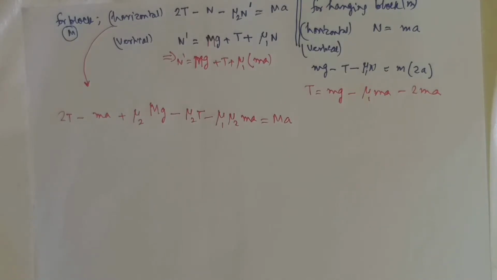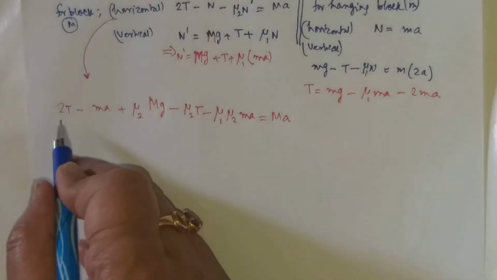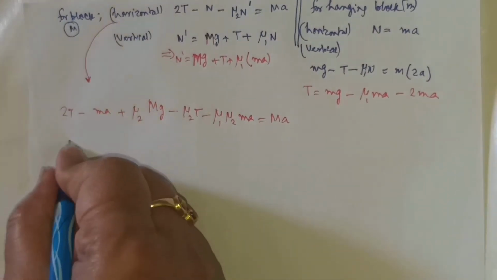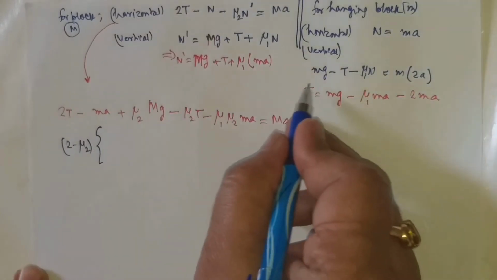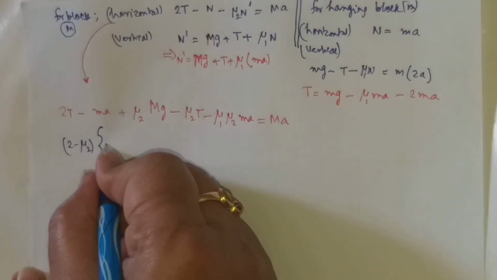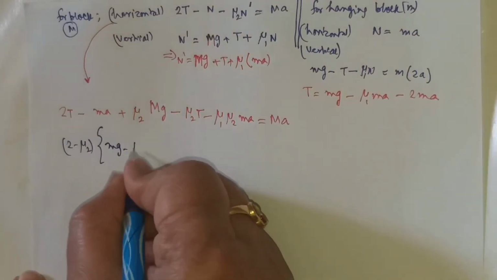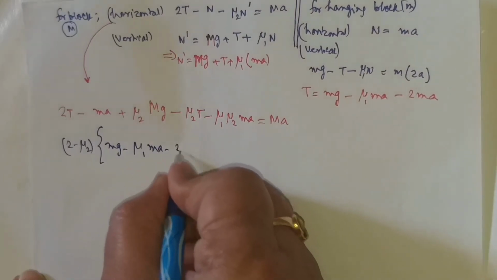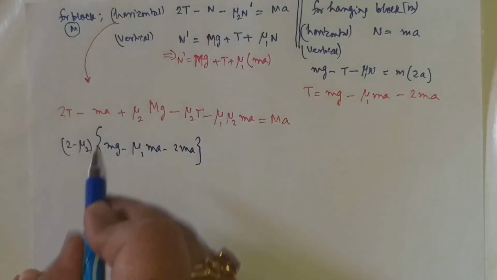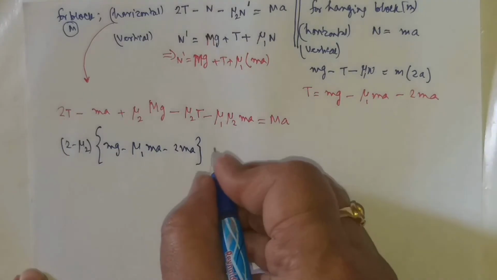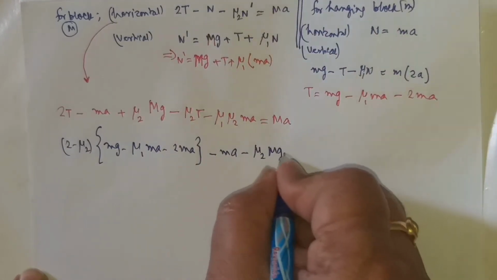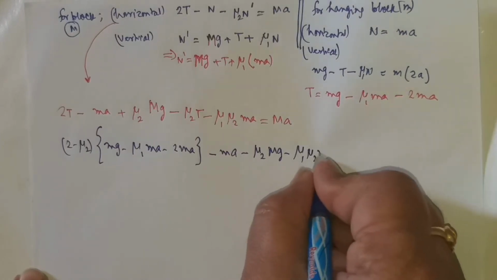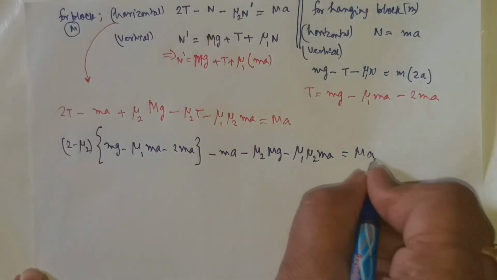Now let us put this value of T. First, what you do, this is 2 minus mu2 into T. Which T? This T, I will put it from here. So it will be equal to mg minus mu1 Ma minus 2Ma, and I am continuing with all the terms as it is, minus Ma minus mu2 capital Mg minus mu1 mu2 Ma is equal to Ma.